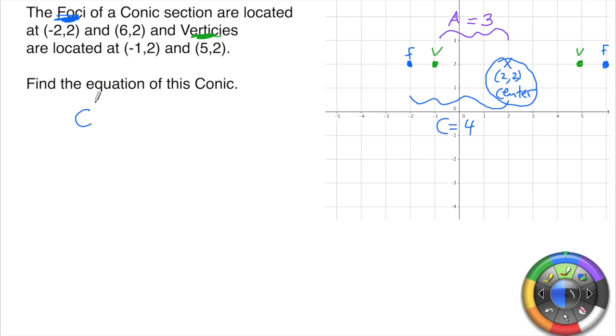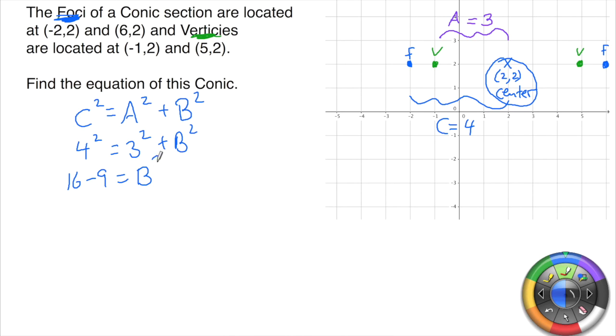So I'm going to set this up as C squared equals, if it's a hyperbola, A squared plus B squared. C in this case is 4 squared. A in this case is 3 squared, so we're looking for B squared. So this becomes 16 minus 9 is equal to B squared. Oops, B squared. 16 minus 9 is 7. And therefore, B is equal to plus or minus the square root of 7. But the important one that we want is B squared is equal to 7.